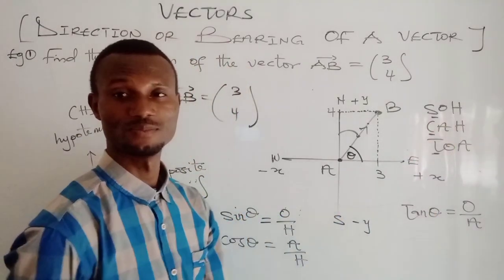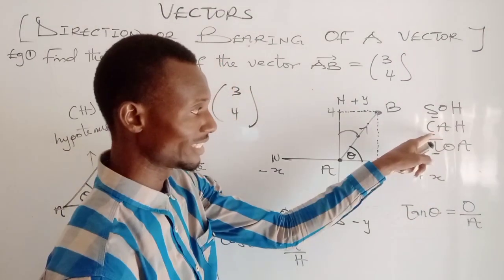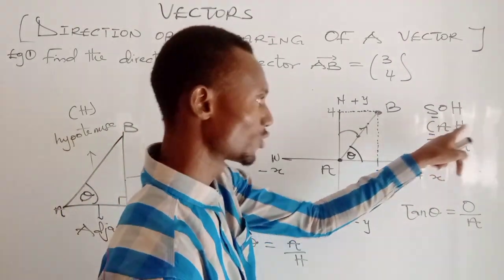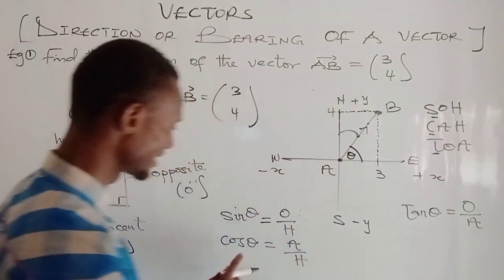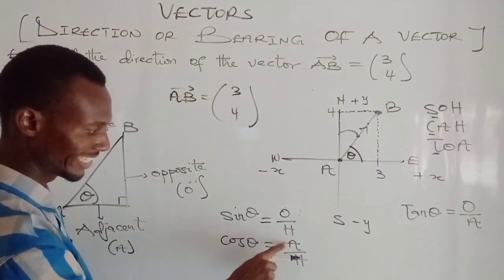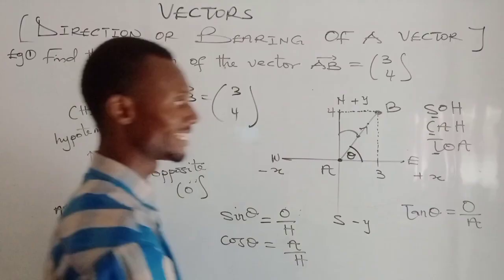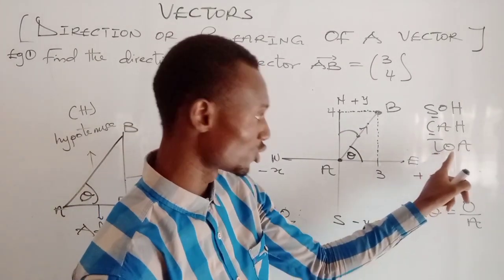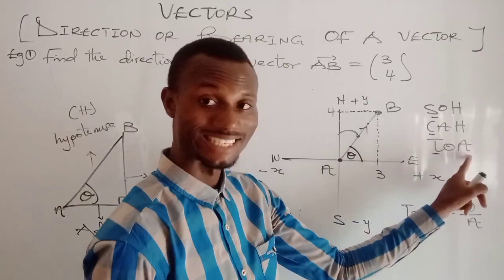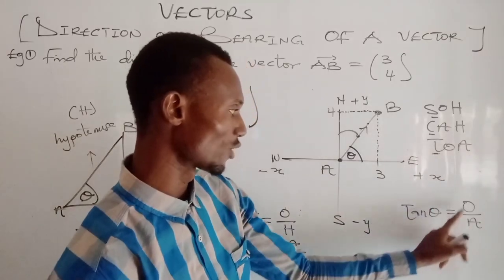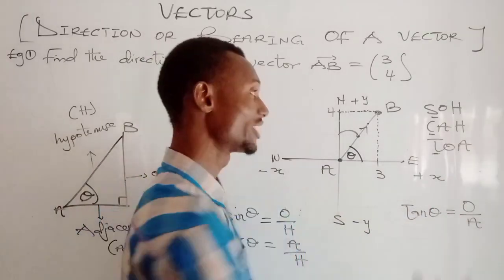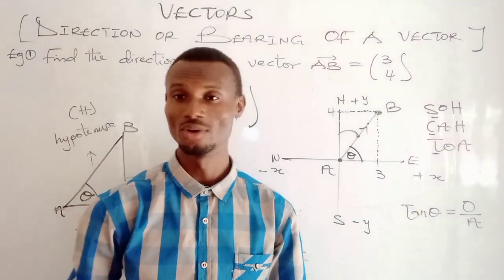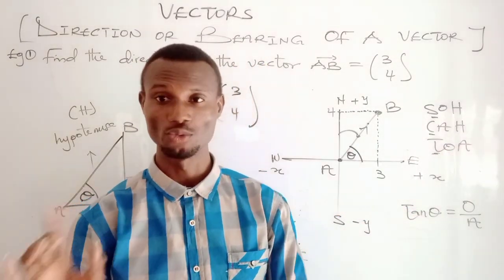If I want the cos, the C refers to cos theta, which will be equal to the adjacent over the hypotenuse. So you can see cos theta equals adjacent over hypotenuse. Then if I want the tan, tan theta will be equal to opposite over adjacent. So tan theta equals opposite over adjacent. Just use SOHCAHTOA to help you remember the three trig ratios.